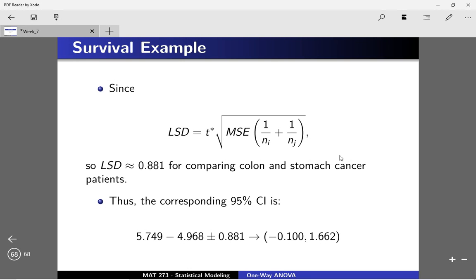Okay, so we actually won't even bother interpreting it here. But in other words, we did not find a difference in the average log survival time between those with colon cancer and those with stomach cancer.